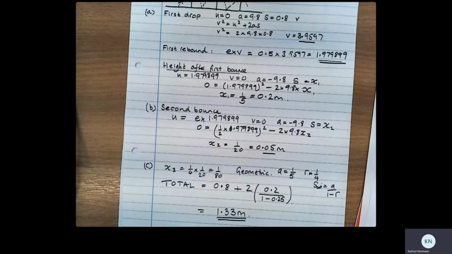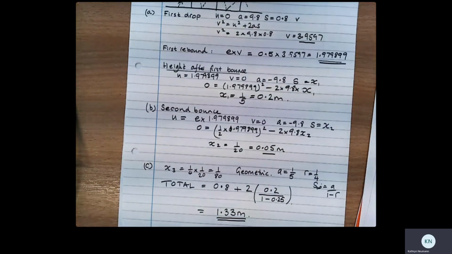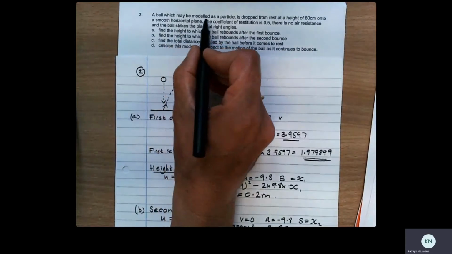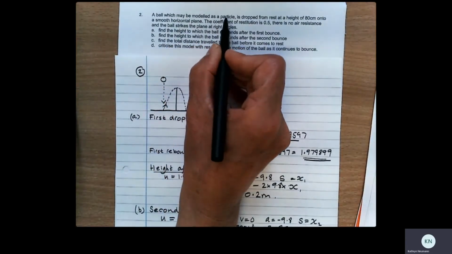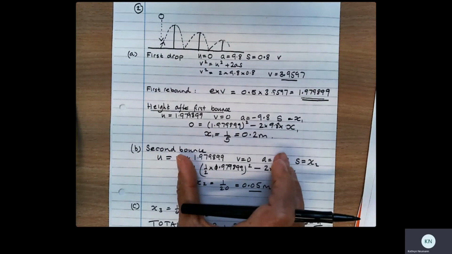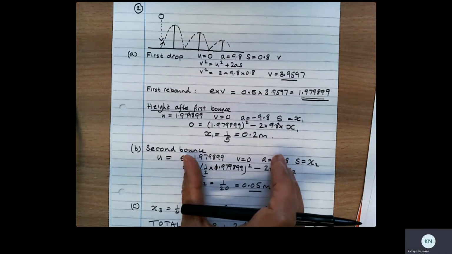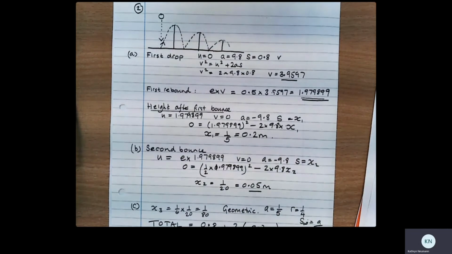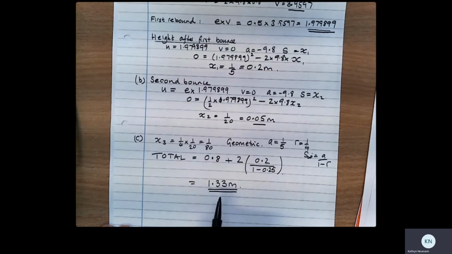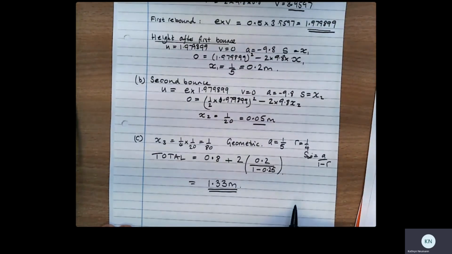The last part of the question asks you to criticise the model with respect to the motion of the ball as it continues to bounce. Well, first of all, be very clear what the model is. So it says the ball may be modelled as a particle. Now, a particle has no size. But if you think of a ball, a tennis ball, maybe not 10 centimeters, maybe about 8 centimeters wide. So in terms of these numbers here that we're getting as our answer of 1.33 meters, that's quite a significant part of the bounce by the time you get down to the lower bounces.